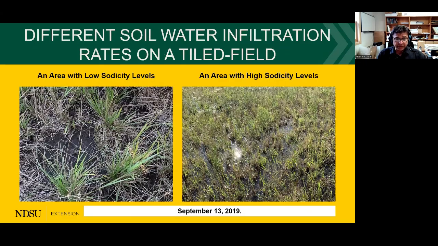So we have non-sodic, low sodic plots and high sodicity level plots. What I have seen is that after every heavy rainfall on the plots with low sodicity level, there's no standing water on the surface. You could walk over them, nothing will stick to your boots. But on the plots where we have high sodicity levels, there would be standing water, and the pump wouldn't run for 3 to 5 days.